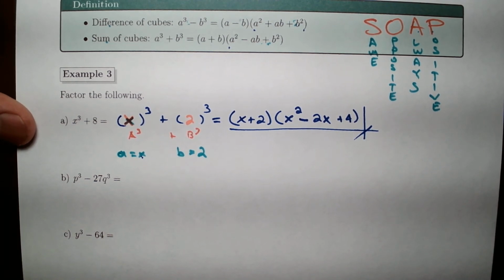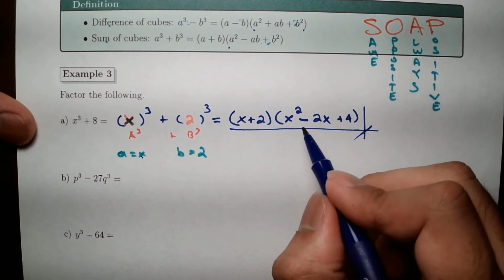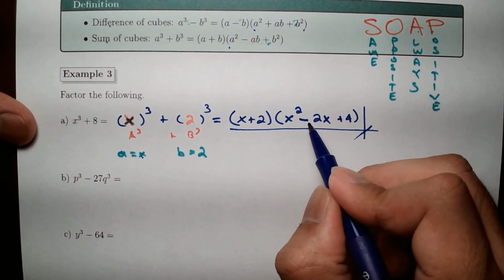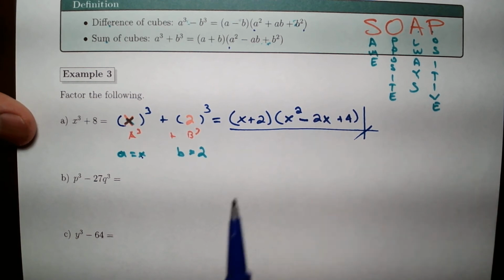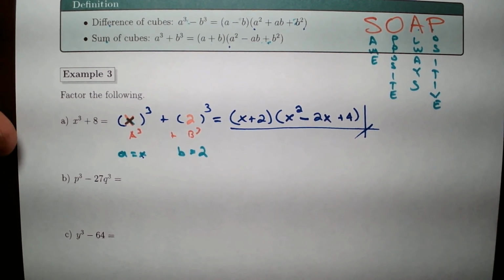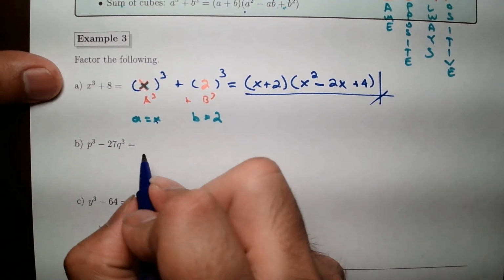And 1 times 4, well, 1 times 4 is 4. 1 plus 4, that's going to be 5. We won't ever be able to get this -2. All right, let's do the next one.